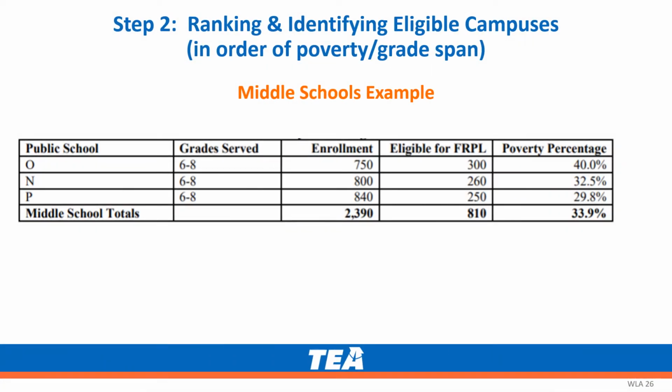In this example, the LEA grouped all the middle schools together in one grade span. School O is eligible because its poverty percentage exceeds the grade span's poverty percentage of 33.9%. In contrast, campuses N and P are ineligible because the poverty percentage of each school is lower than the grade span poverty percentage of 33.9%.